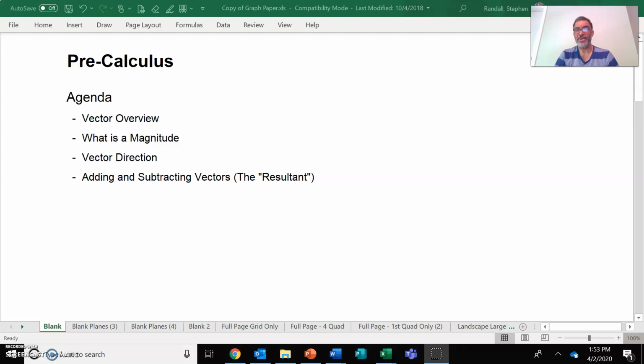Last video we talked about vectors. We introduced them. We said vectors describe movement. They have to have a magnitude and a direction. Magnitude being how far or how big or how fast, anything quantifiable. Direction being to the left, to the right, up, down, forward, backward. But it has to have both of those. If it doesn't have both of those, then it's not a vector.